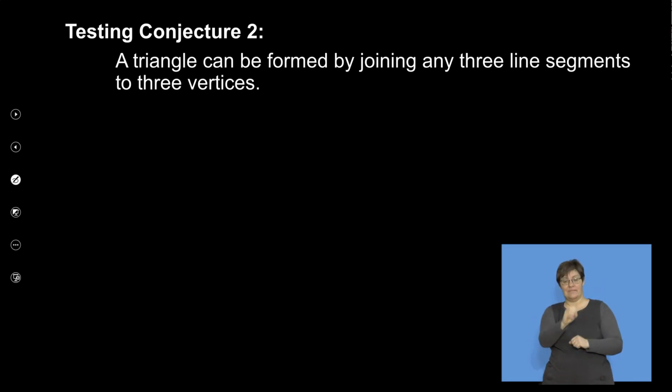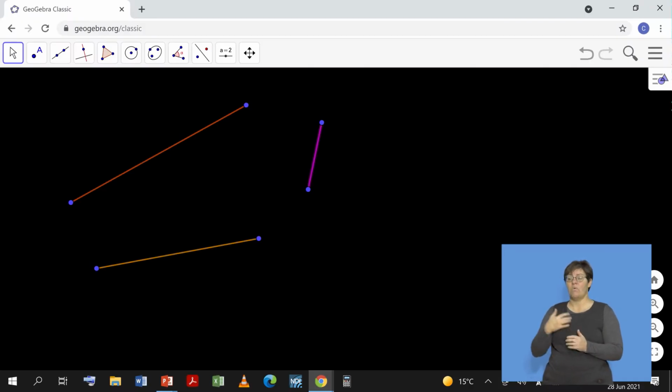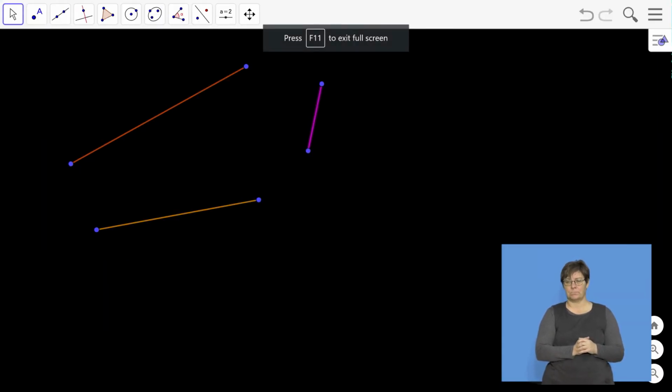Now, one more conjecture that we can talk about is a triangle can be formed by joining any three line segments to three vertices. What I want us to do with this one is to investigate it now. So if we look at this, I have three line segments here.